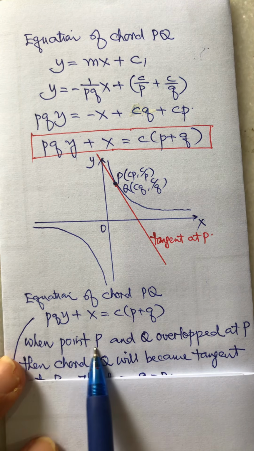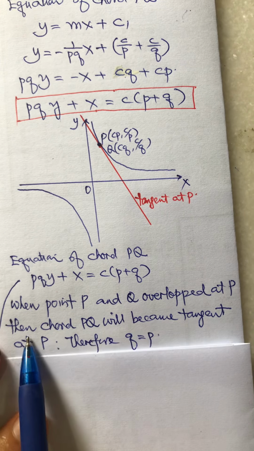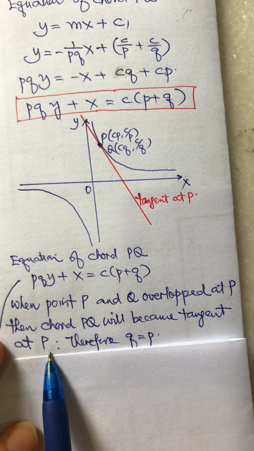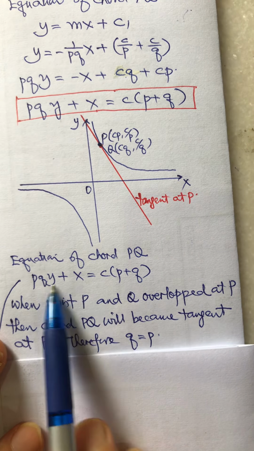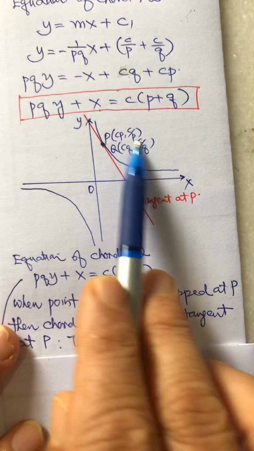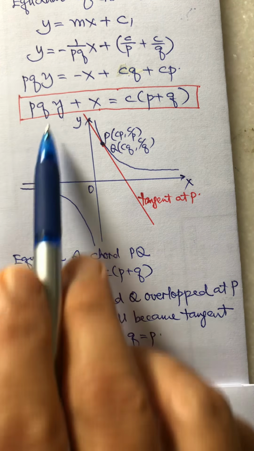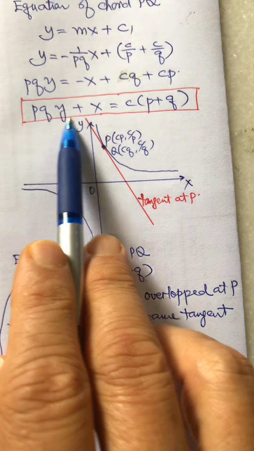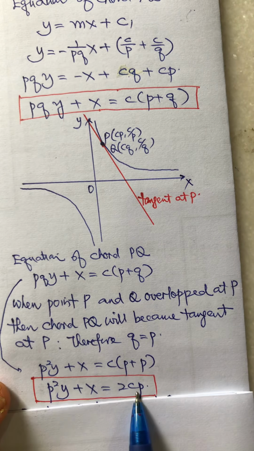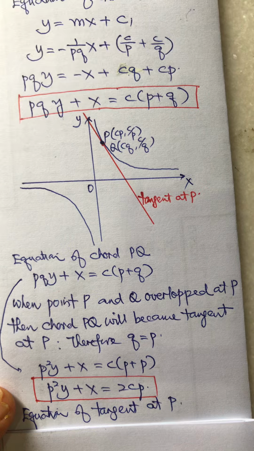So when the points P and Q overlap at P, then the chord will become the tangent at P. Therefore, you change all the Q to become P. So when I change the Q to become P, whether I change here or here, it is the same. All the Q become P. So I will get this. So this is the equation of the tangent at P.